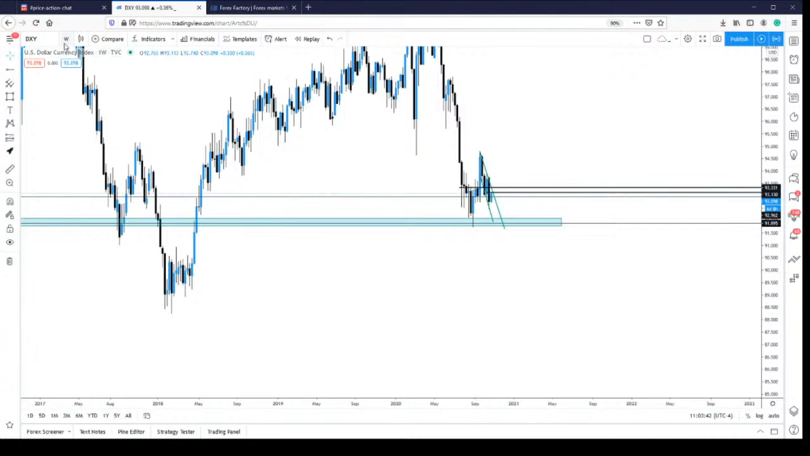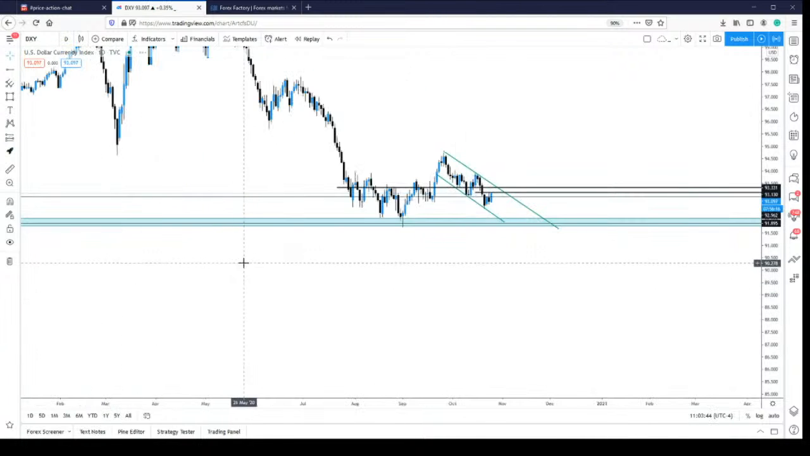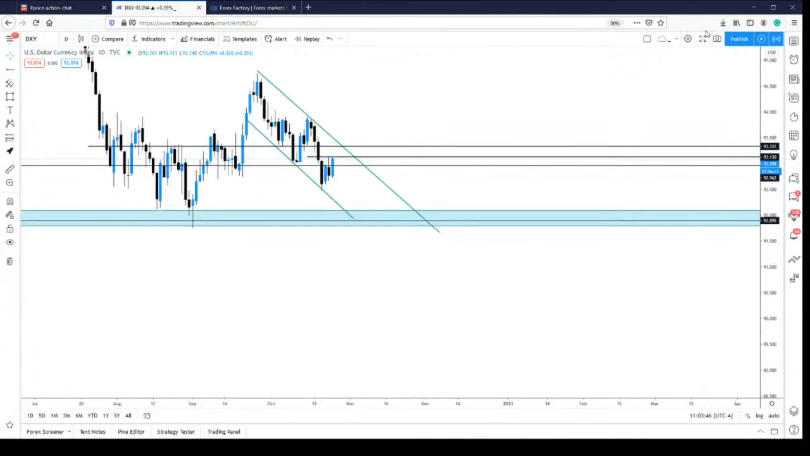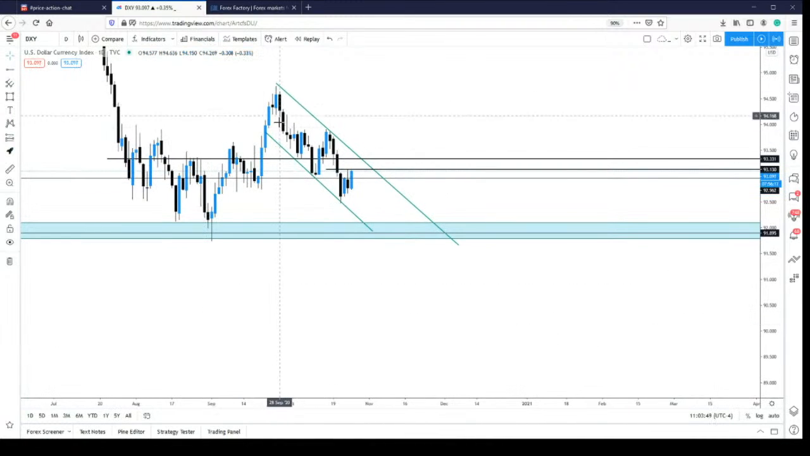Okay, and then when you head over to the daily time frame, you'll notice something about the dollar index: we're in a descending channel. So we have 1, 2, 3 touches on the bottom. Technically 2, but I count this as a touch. So we have 1, 2, 3, 1, 2. So it's in a descending channel.